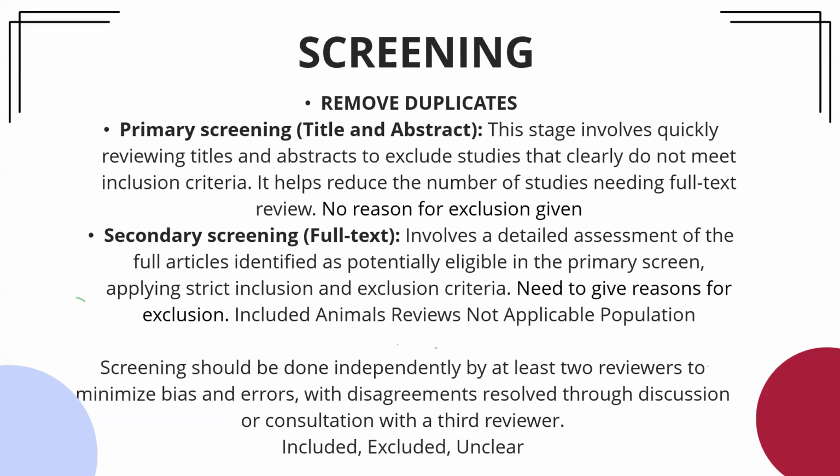Okay. So the first step after making the search strategy is the screening process. You will do primary screening and then secondary screening. What does primary screening mean? That means you will not be going through the articles, you will just look at their title and their abstract, and through that process you will be removing them. You will be excluding the studies that do not meet your inclusion criteria, and no reason for exclusion is given. You just exclude all those articles that are not according to your criteria.